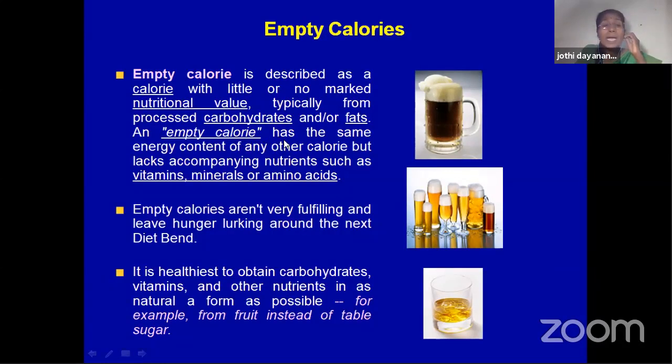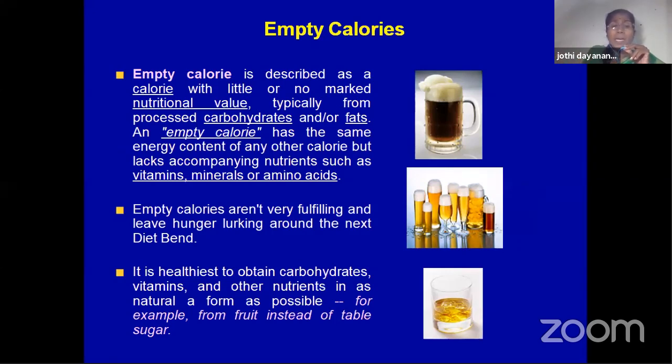So an empty calorie has the same energy content as any other calorie, but lacks accompanying nutrients such as vitamins, minerals, and amino acids. What is amino acid? It is protein, right? So you take this and spend money on all this nonsense. You are wasting money, wasting time going to the shop, bringing some kind of bottle, creating bad energy in the house. The aura of bad energy gets into it and it leads to the problem of losing your money. You are not holding your money with you.